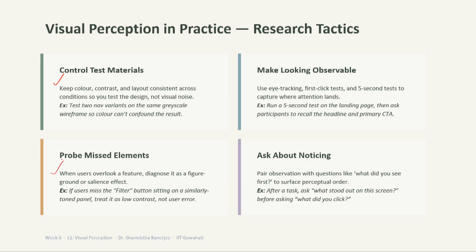You can also use probes about missed elements. So when users overlook a feature, diagnose it as a figure-ground or salience effect. So if users miss the filter button sitting on a similarly toned panel, treat it as low contrast and not as user error.